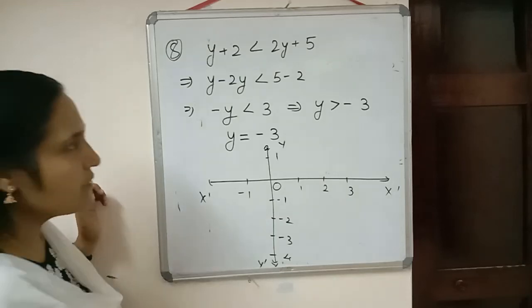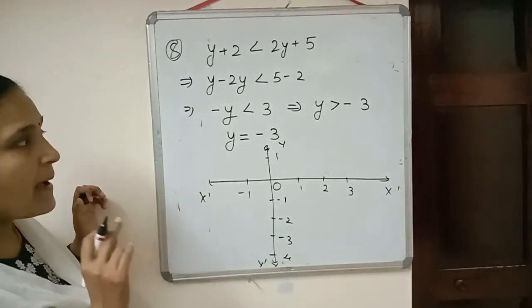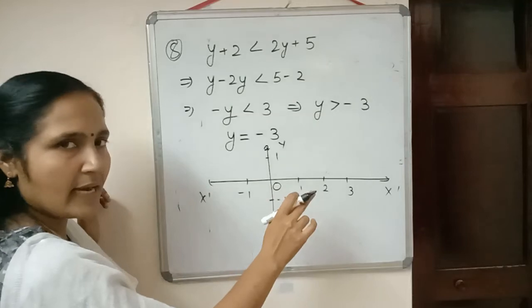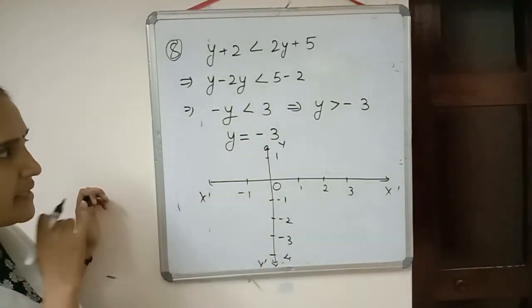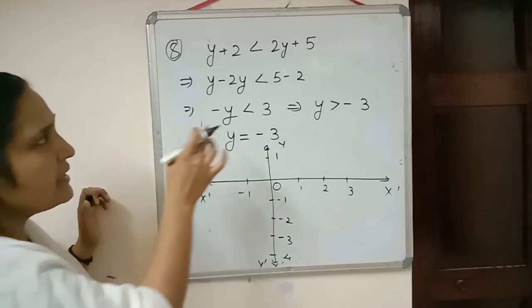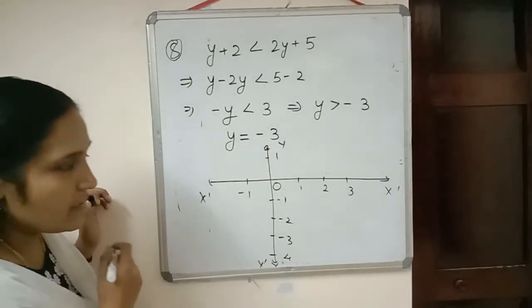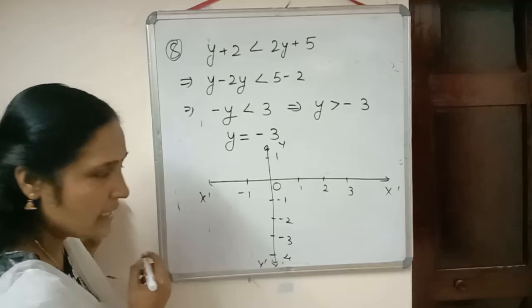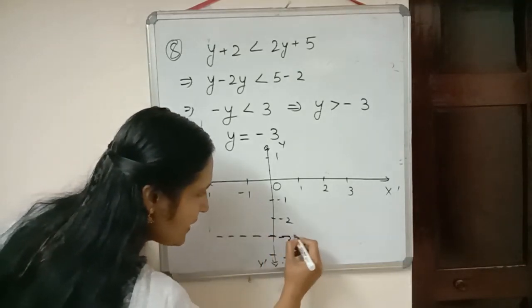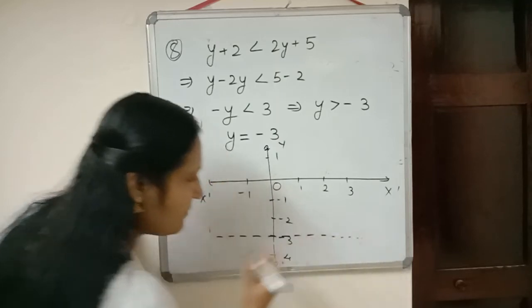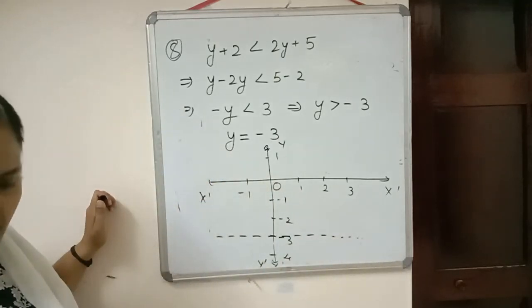So y is equal to minus 3 will be a line parallel to the x-axis passing through the point y is equal to minus 3. You can check here our inequality is a strict inequality. So which line do we have to use? Yes, we have to use a dotted line. So draw a dotted line passing through the point y is equal to minus 3.